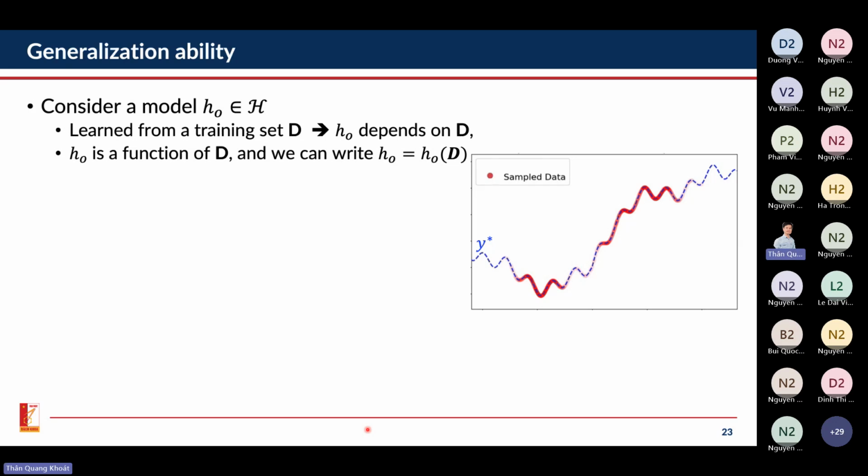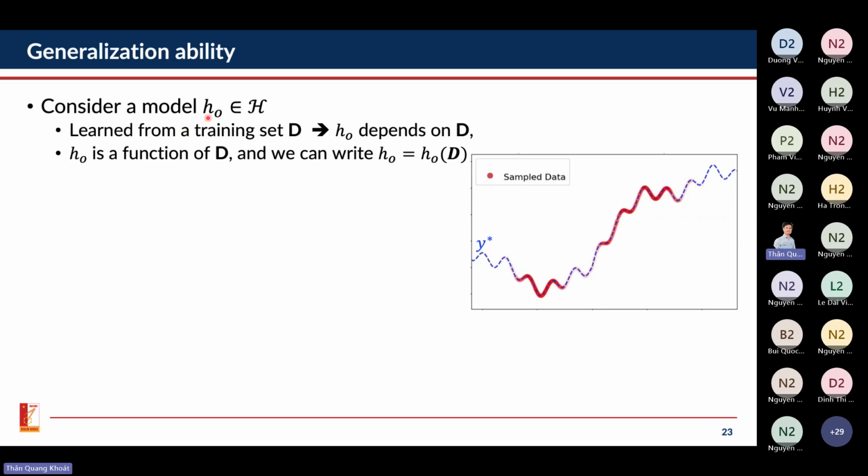Okay, so let's focus on the generalization ability of a model. It has very practical relevance, right? In practice, we train the models, and we hope that the trained models can work well with future data, right? Unseen data. And essentially, that model should generalize well. Okay.